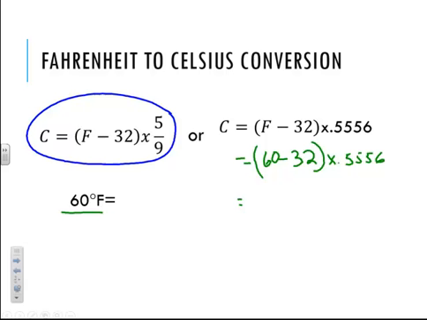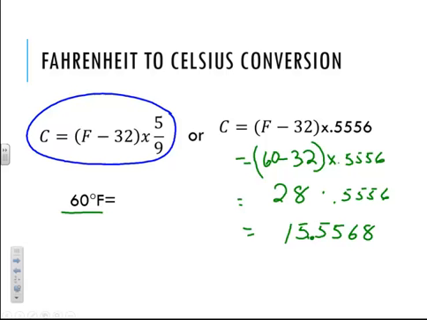First step, because of order of operations, we're going to do the work in the parentheses. So 60 minus 32 is 28, and then we're going to multiply that times 0.556, and the answer is 15.5568. Put the decimal point in the right spot. So this actually gave us a 4-digit decimal.